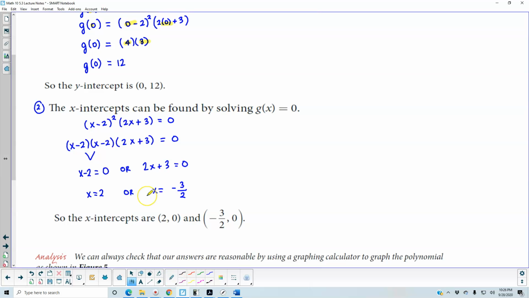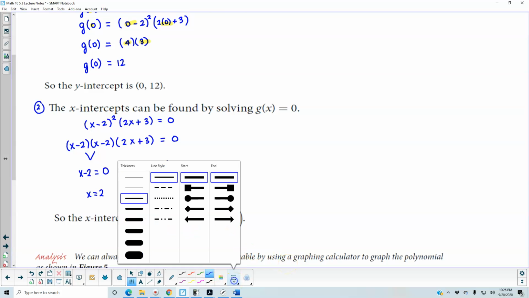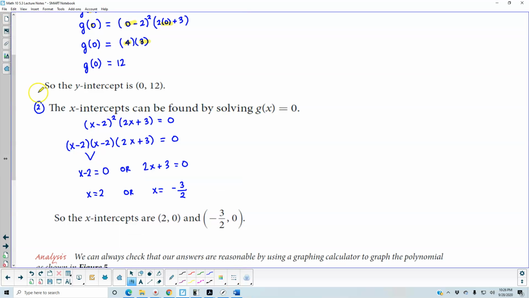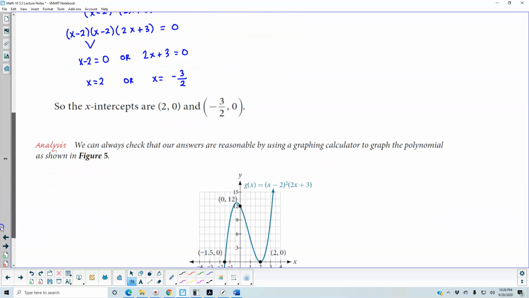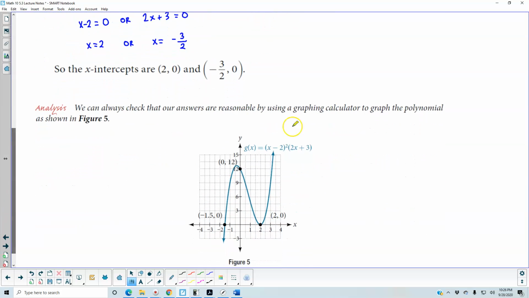So now we have our x-intercepts. And our x-intercepts are (2, 0) and (negative 3 over 2, 0). Now, let's take a look at what this graph would look like. We could always check that our answers are reasonable by using a graphing calculator or Desmos to graph the polynomial as shown in figure 5.